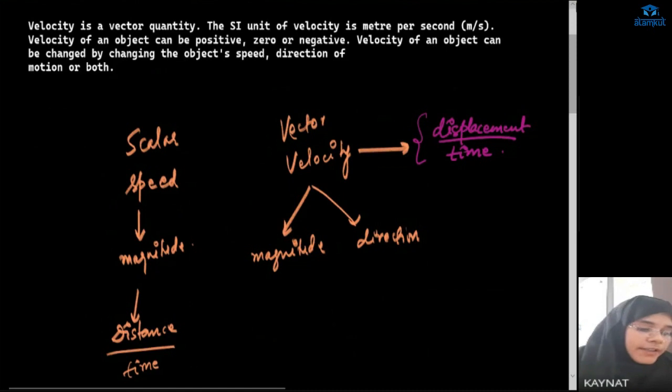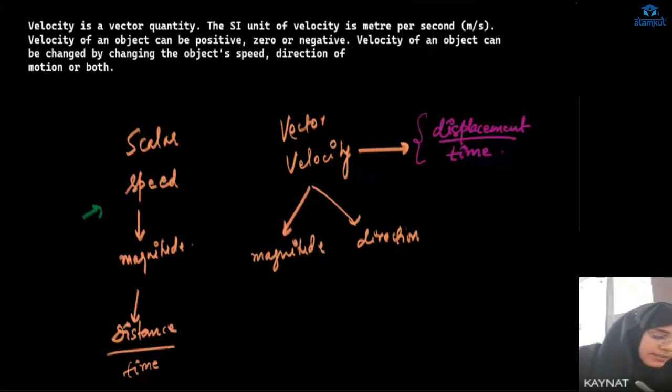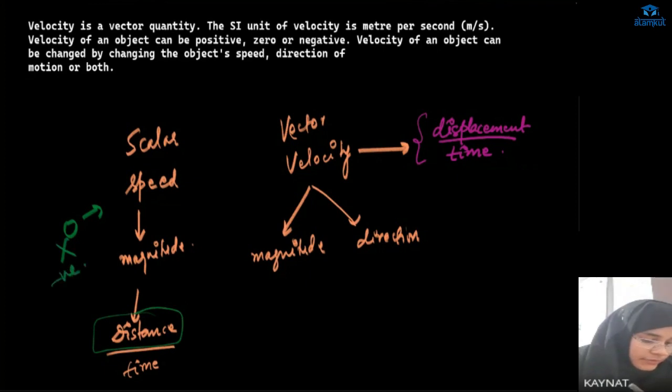Velocity can be zero, negative, or positive, but speed can never be zero. If a body has covered some distance, then the speed can never be zero, because only the distance covered is taken in this, not the displacement. So speed can never be zero, never be negative, but velocity can be positive, can be negative, and can be zero.